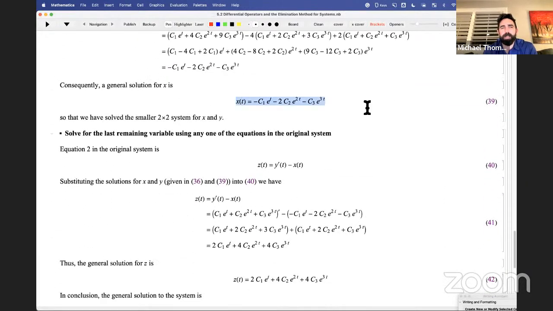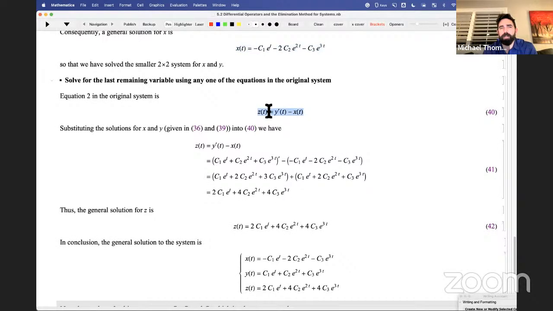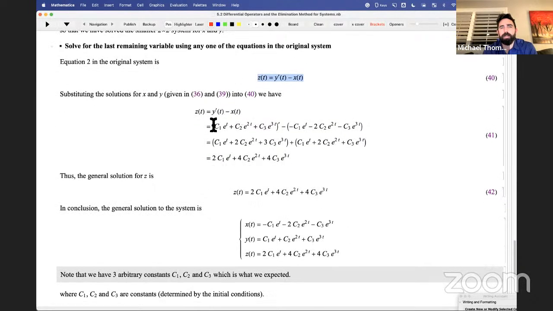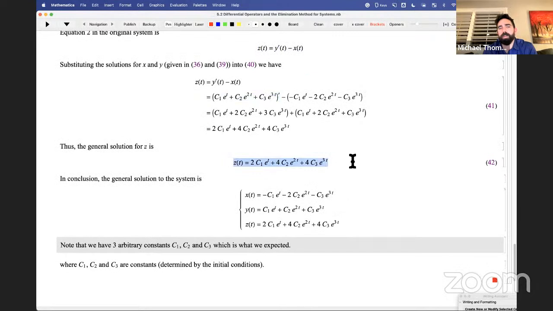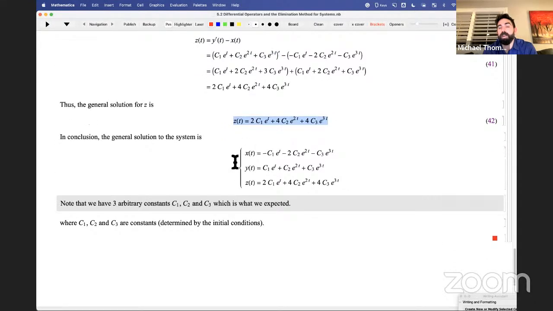All right, so there's z. We're going to take the second equation. We'll plug in our y and our x, take the derivative of the y there, and we've solved for z. So finally, when we write them all together, this solution triple is called the general solution to the system.